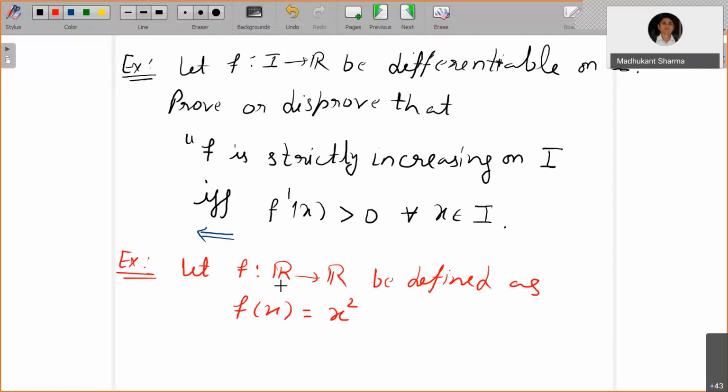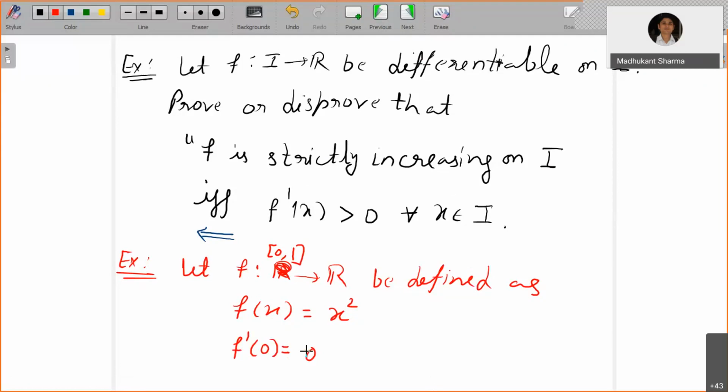You can define f of x on the interval 0 to 1, if you want to match with our condition here. This function is strictly increasing, but if you look at f dash at 0, that is going to be 0.